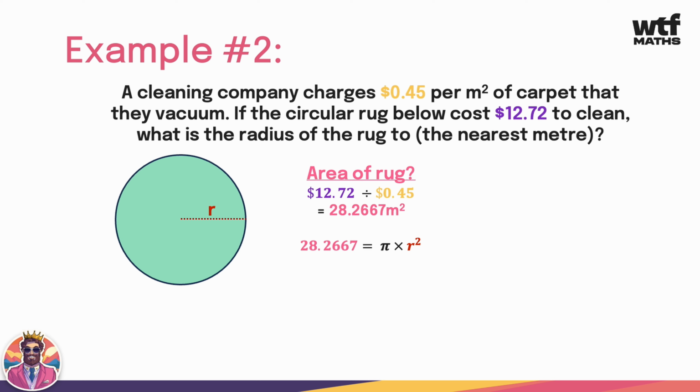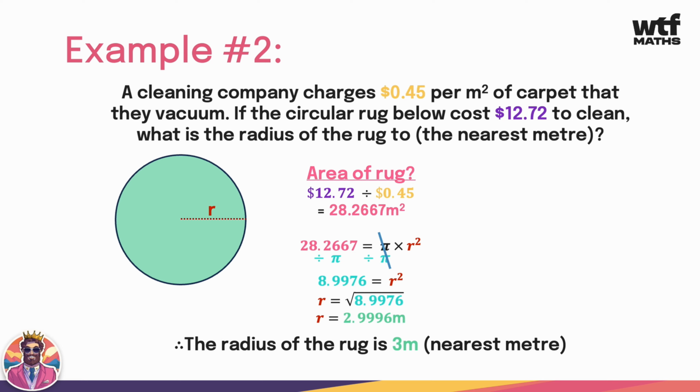If I want to solve this equation and work backwards, I'm going to have to get rid of pi. So I'm going to divide both sides by pi. So pi disappears on the right, and on the left we get 8.9976. So 8.9976 is radius squared. To get rid of that square, we're going to have to square root. And when we square root, we'll get 2.9996 meters. So to the nearest meter, the radius is essentially 3 meters for this rug.